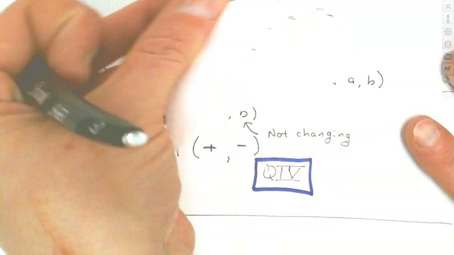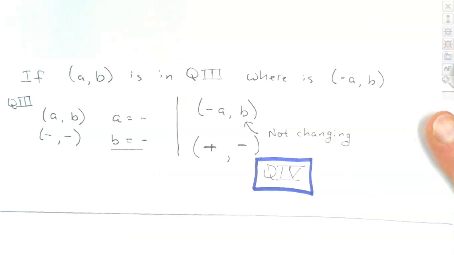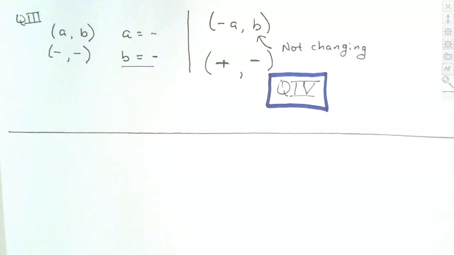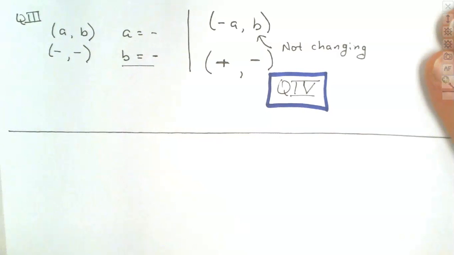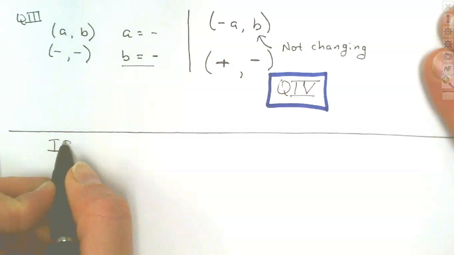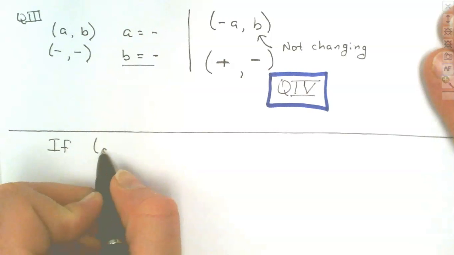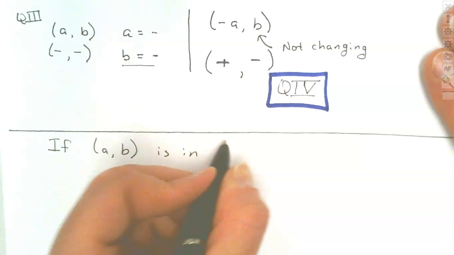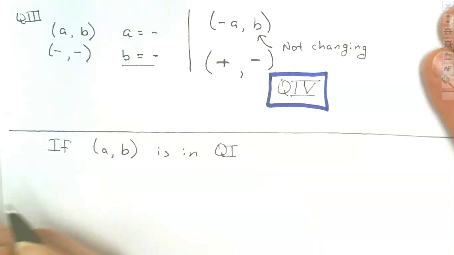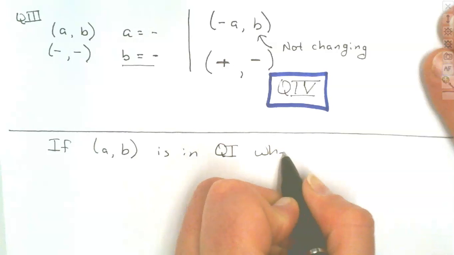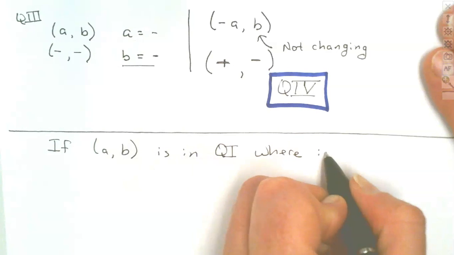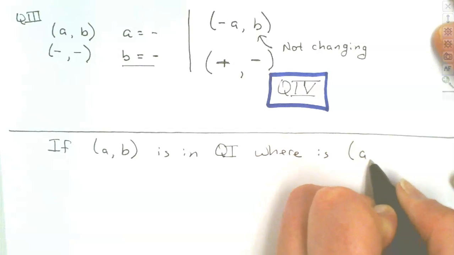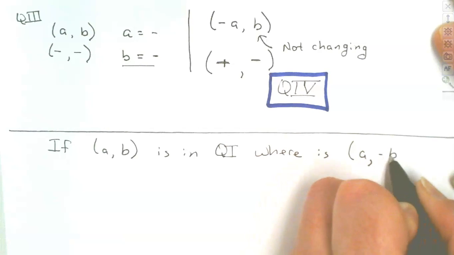We'll do one more here. If we need to, we can do another one. I think just one more should hopefully be enough. But if AB is in quadrant 1, where is A, comma negative B?